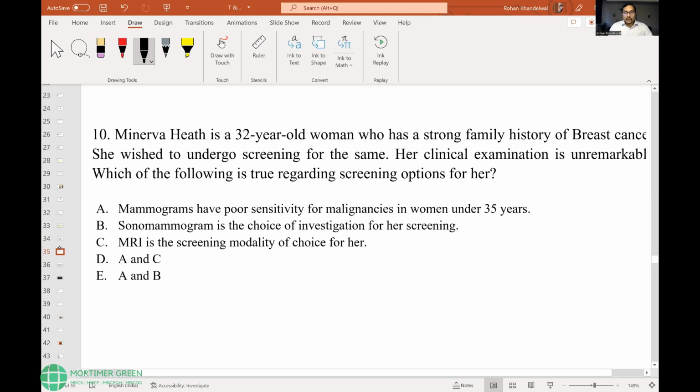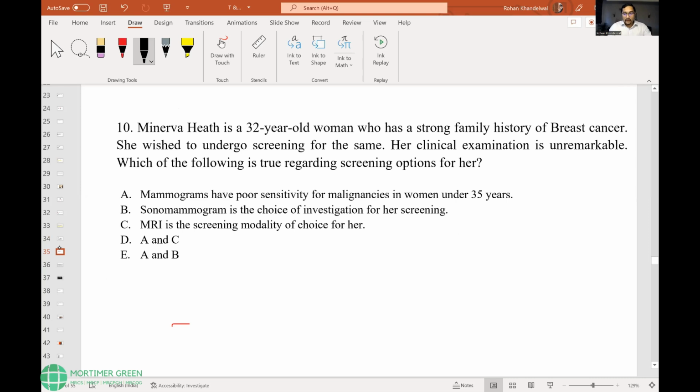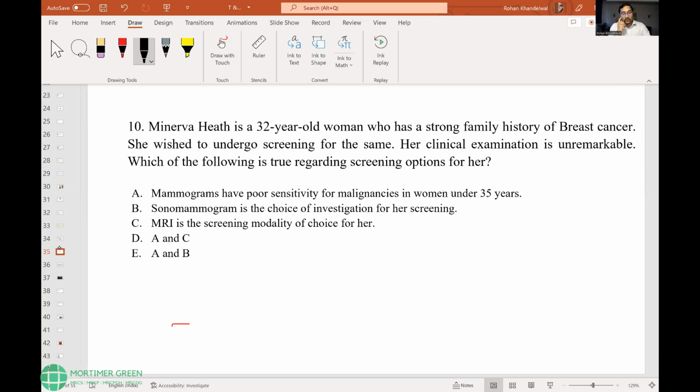So a 32-year-old lady has a strong family history of breast cancer, right? And she wishes to undergo screening for the same. Her clinical examination is unremarkable. Which of the following is true regarding the screening options for her? So this is also an important question. I told you screening is also sometimes asked in the exam.